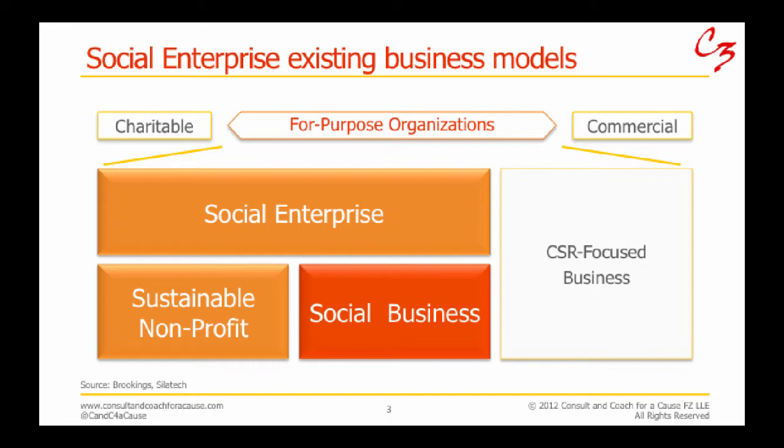Both philanthropic and commercial organizations are converging towards what we call for-purpose organizations. A for-purpose organization could be a CSR-focused business, a financially sustainable nonprofit, or a social business.